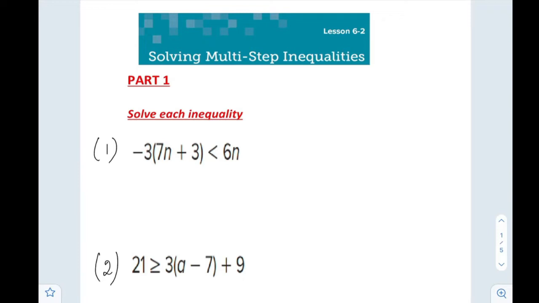As we discussed before, how to solve one-step inequality, solving the inequality in one step.